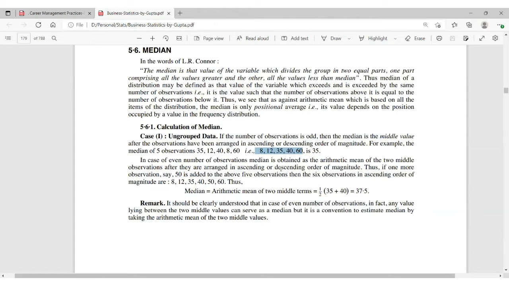By observation, you can see that 35 lies in the middle. On the left hand side, all the values are less than 35, and on the right hand side, all the values are greater than 35. It is centrally located. There are two values on the left hand side of this median and two values on the right hand side. Okay, got it?